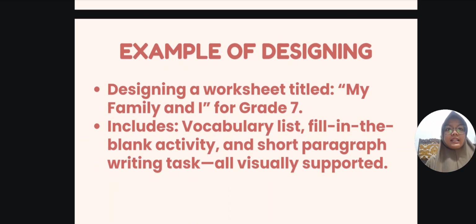And one design example is a worksheet titled My Family and I for grade 7. It includes a vocabulary list, a fill in the blank activity, and a short writing test. This design supports both structure and creativity.